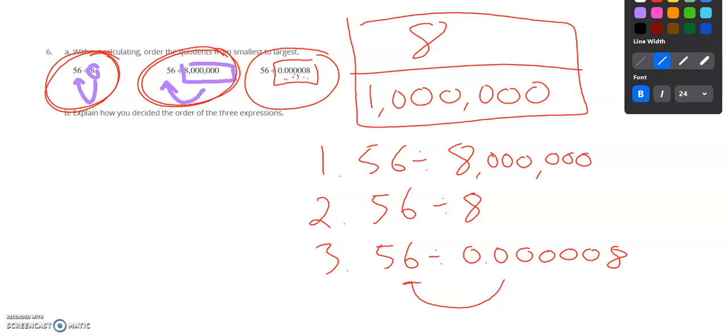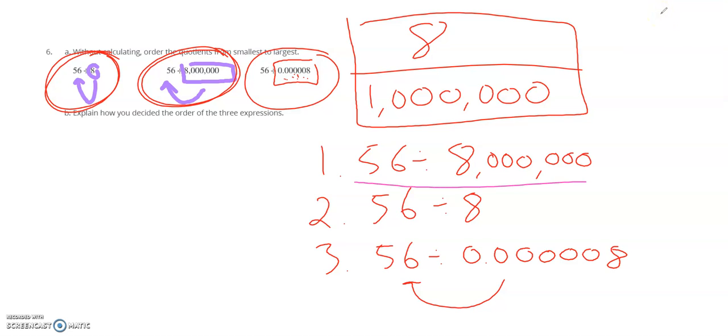So when you're describing your reasoning, this number is going to be tiny, because you're chopping 56 up into 8 million pieces. This is going to be a normal number, 7. This one is going to be huge because you can fit so many of those tiny fractions into 56.